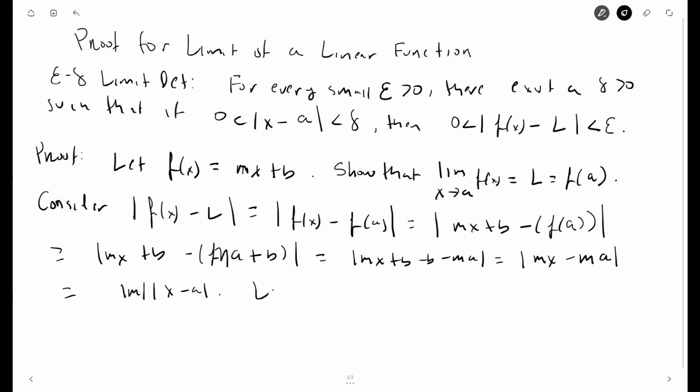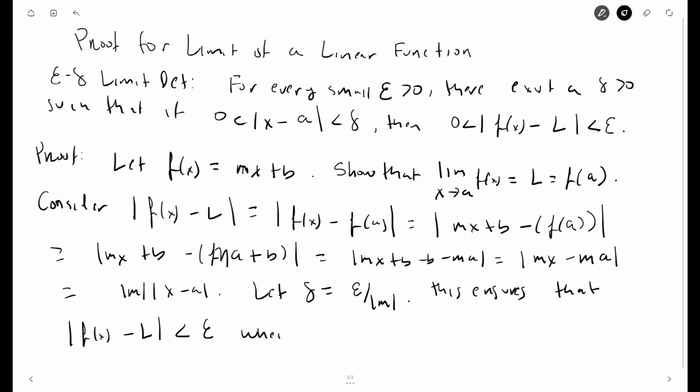And then we say let delta equal to epsilon over absolute value of m, and then we say this ensures that absolute value of f of x minus the limit is less than epsilon whenever delta is equal to epsilon divided by absolute value of m.